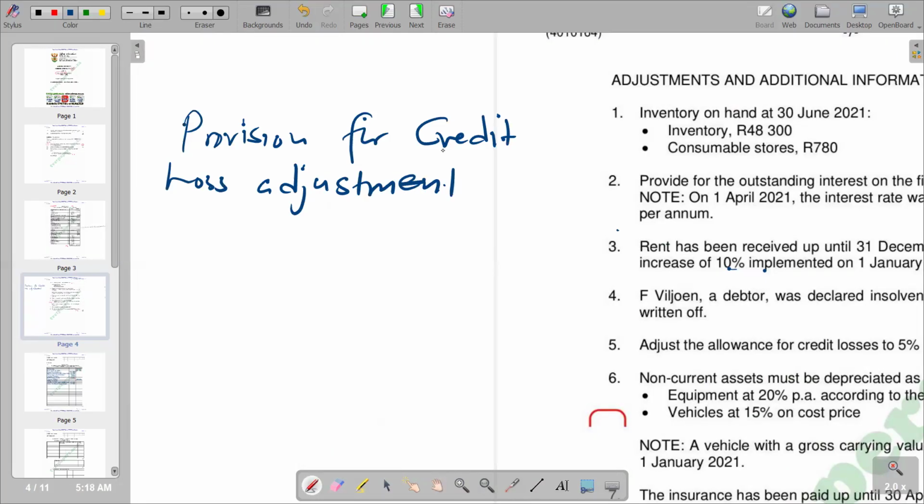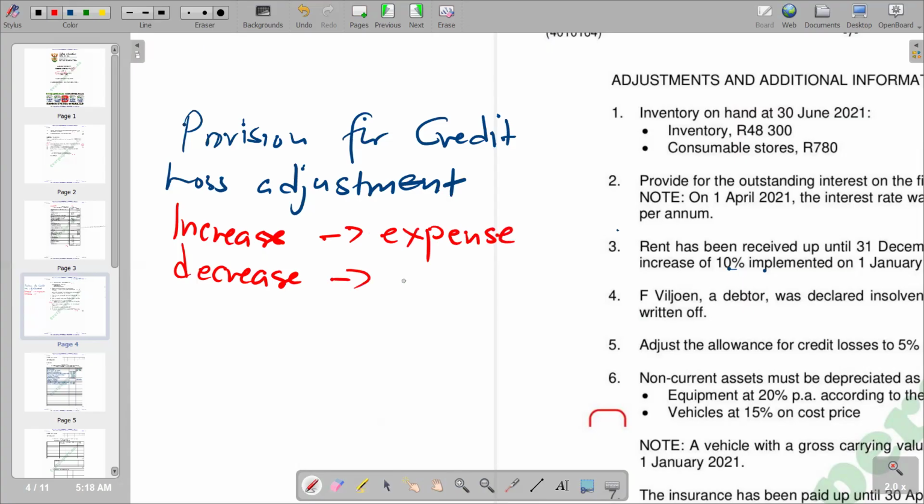So we know that provision for credit loss adjustment, after you have calculated it, can be an increase or it can be a decrease. If it's an increase, it is an expense. And if it becomes a decrease, it's supposed to be an income. And if it's an income, we then put it under the other income section.